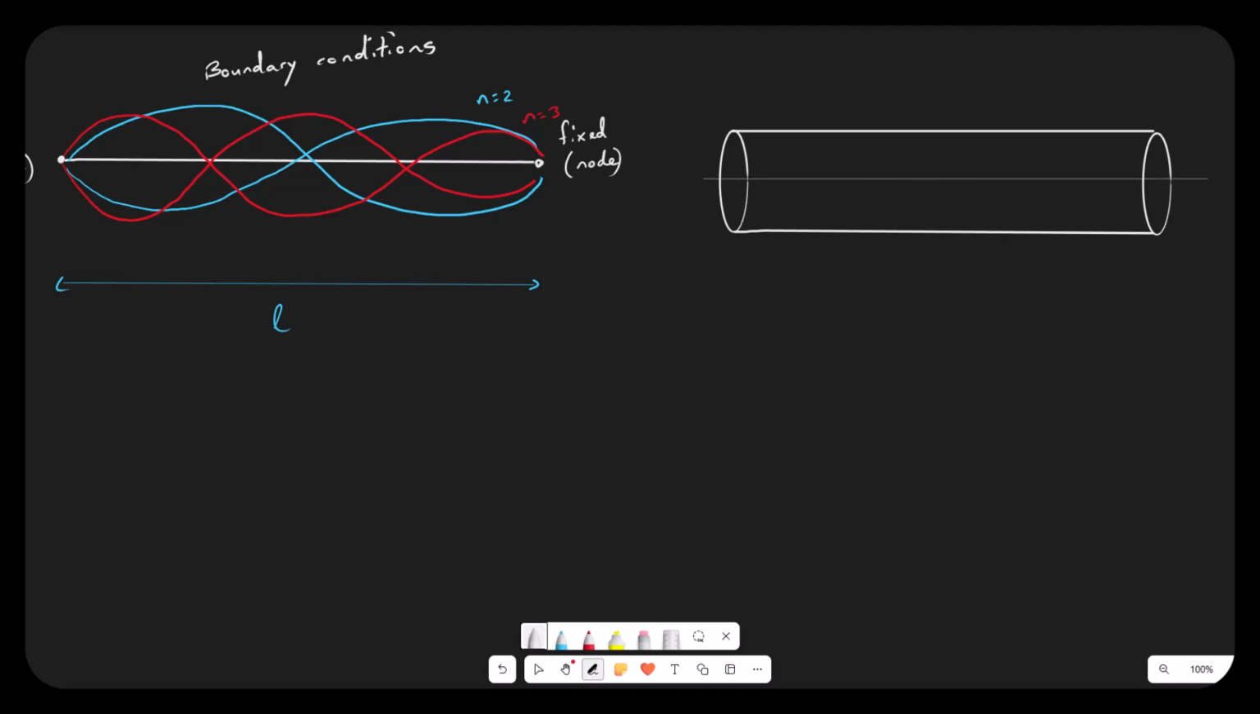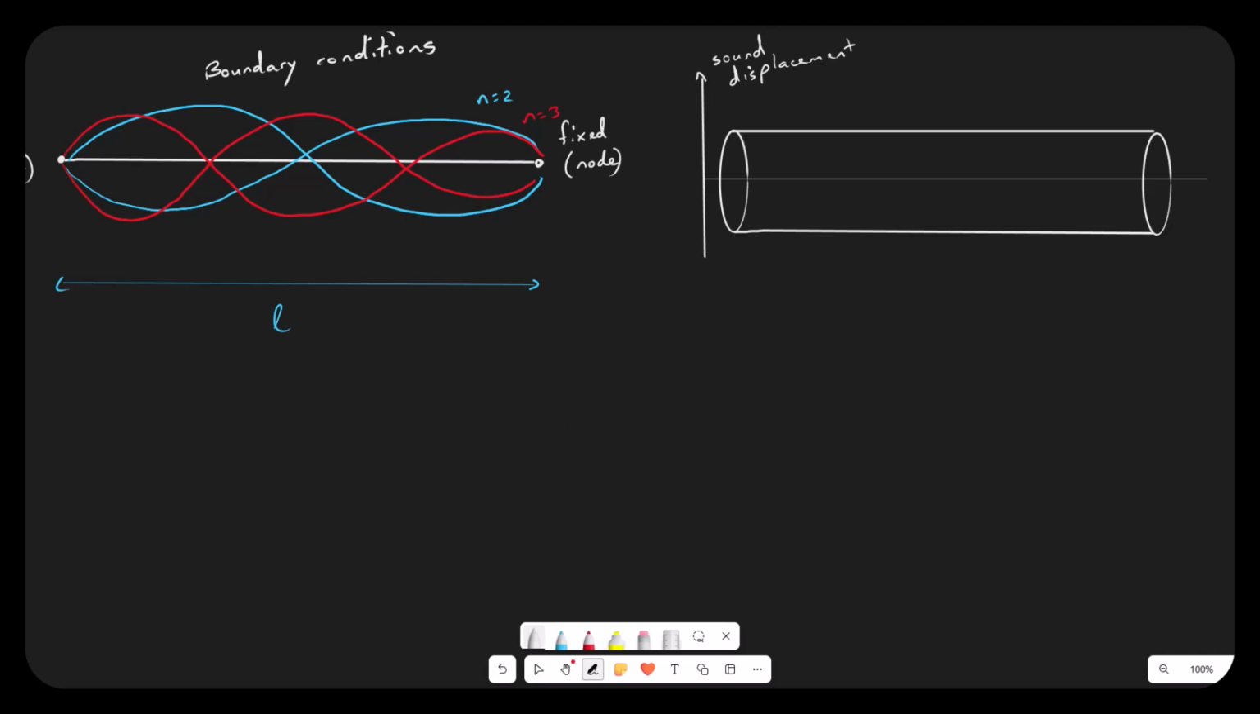Now, if I want to put a sound wave in this tube, I need to, again, think about my boundary conditions. Those are important. I want to plot this, and I want to plot sound displacement. The reason I'm doing this is because it lets me take a compression wave and turn it into something that's a whole lot easier to see.